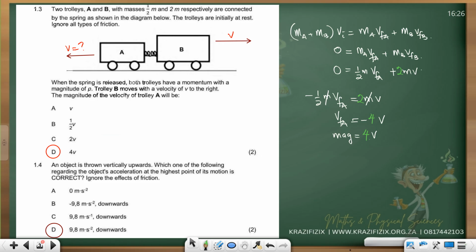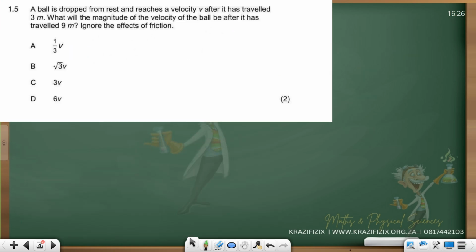All right, I hope we're good. Lovely. So please, when it comes to questions with calculations, we're not guessing. You're working things out. And please keep an eye on units. For example, 1.4, 9.8 meters per second squared downwards, even if it's at the maximum height. All right, 1.5.